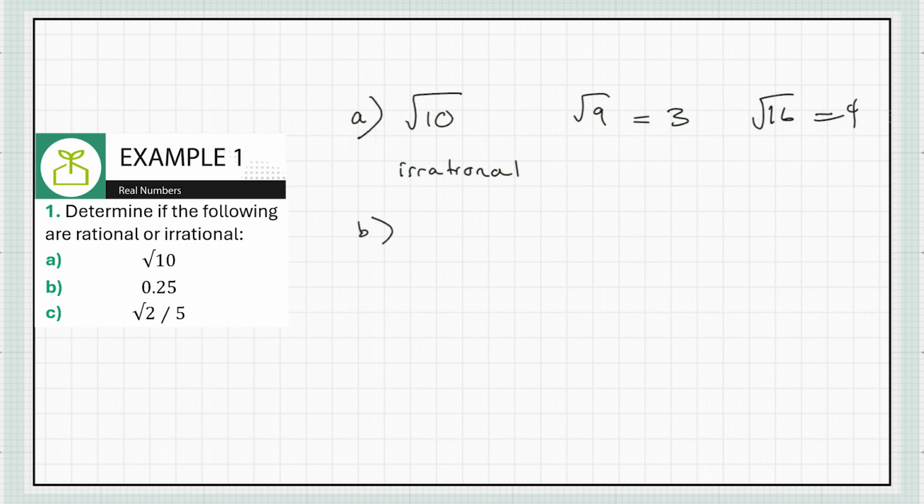Now if we look at B, we have 0.25. This is a terminating decimal, and because it's a terminating decimal number, it is going to be rational. And if we look at C, we have root 2 over 5. Because this is expressed in a way where we don't have two integers in a fraction, one for the numerator and one for the denominator, this is irrational.